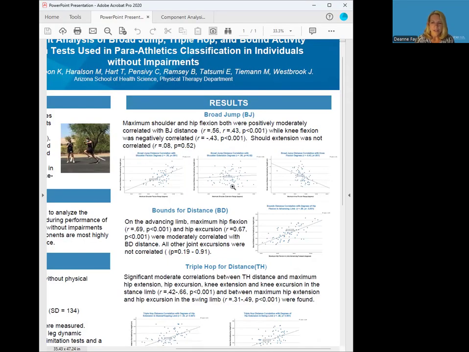The middle graph is showing shoulder extension, and you can see that this was not correlated and gave us an R value of 0.08. Knee flexion, interestingly, was actually negatively correlated. It was an R value of minus 0.43, and you can see the negative relationship there.